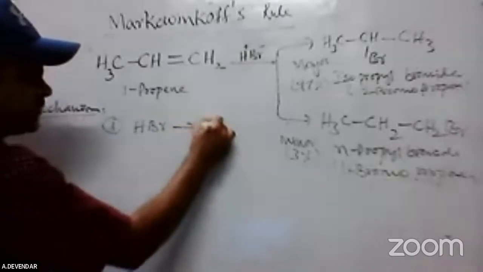Take the mechanism. In the first step, the initiation step, the reagent is HBr. It will be taken as H plus ion and bromide minus ion. Initially, CH3 CH double bond CH2 reacts in the slow step, where the H plus ion attacks first.